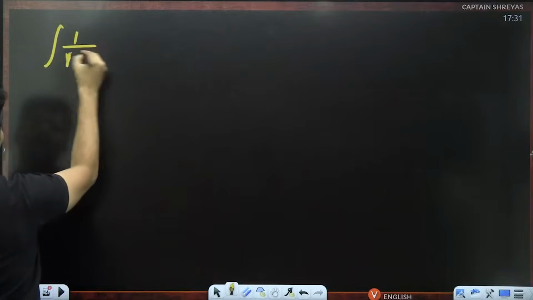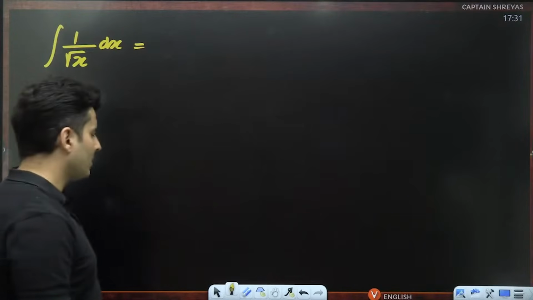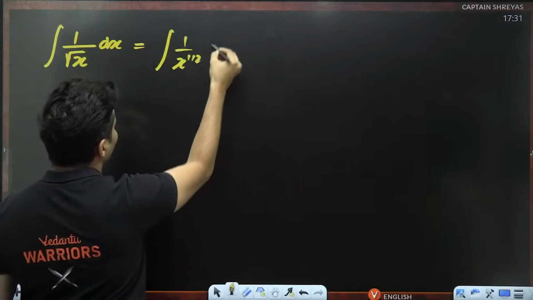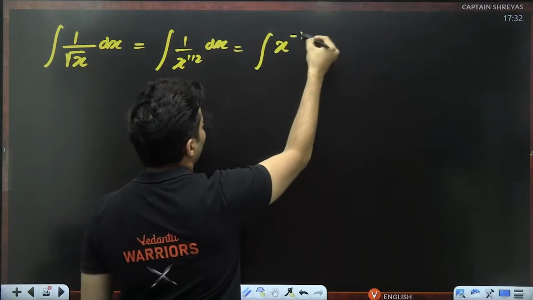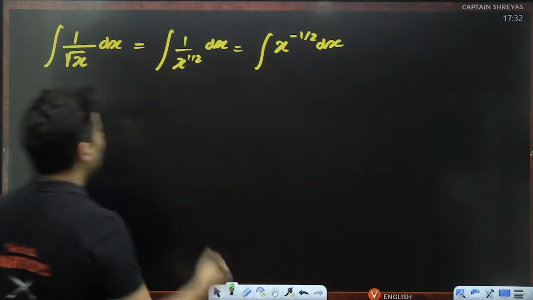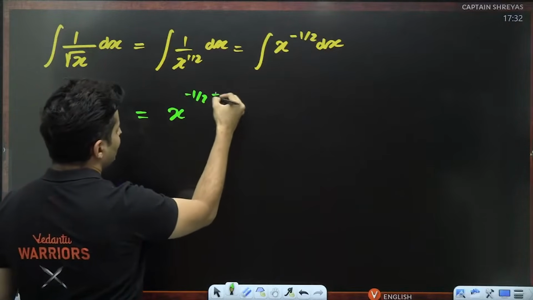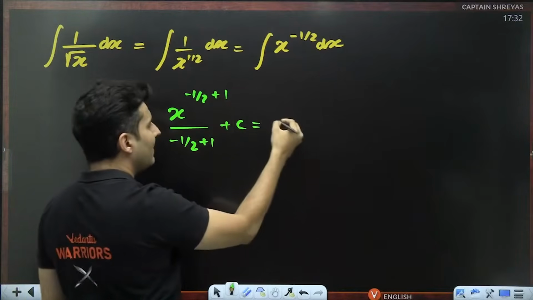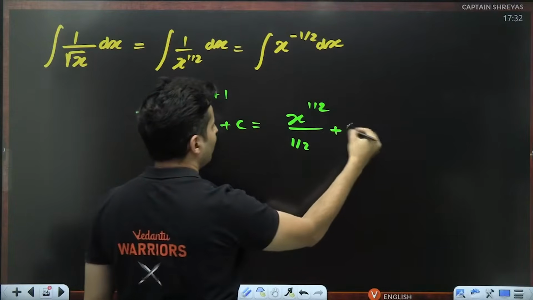Integration of 1 by root x dx. Come on. Root x is basically x raised to half, so 1 by x raised to half dx. Take that half up, so it will become minus half. That's what the actual integration is. So x raised to minus half plus 1 upon minus half plus 1. Minus half plus 1 is plus half. So it will become x raised to half upon half, plus c.